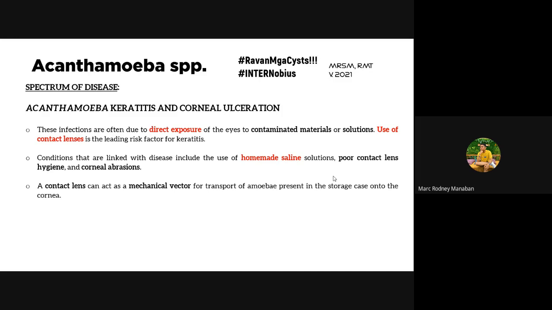Okay, so it can lead to keratitis. So your mechanical vectors can be living things or non-living things. Basically, their purpose is to transport the organism or the parasite from one host to another, or from one area to another. Okay, all right.